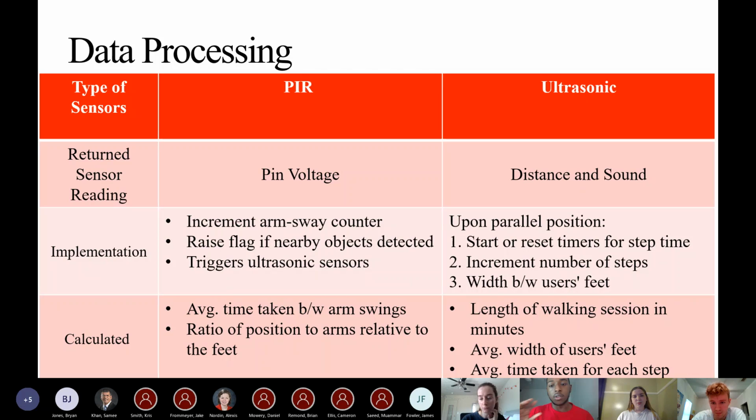Secondly, the ultrasonic sensors. We're going to read in the distance and sound. And as I mentioned earlier, we're going to talk about the parallel position of the feet. There we're going to start a timer to calculate how long a user takes one step, and we can have a counter for the number of steps they take. And then to tag along with that, we're going to measure the width between the user's feet. So from that data set, we can calculate the length of one walking section, the average width of the user's feet, and the average time taken for each step. Those are very important for the physical therapist.